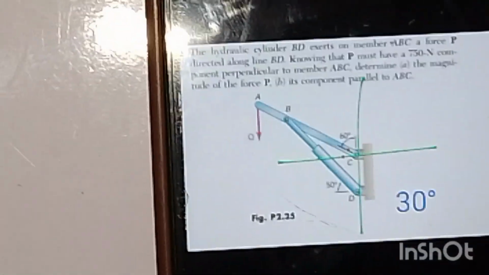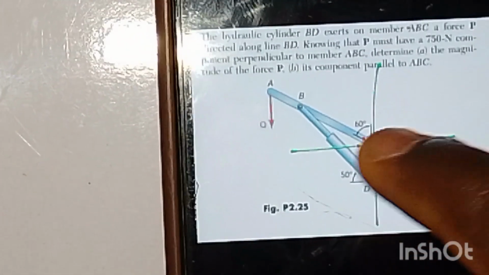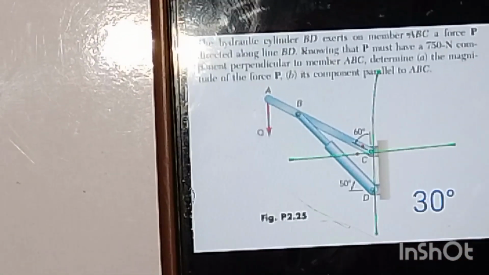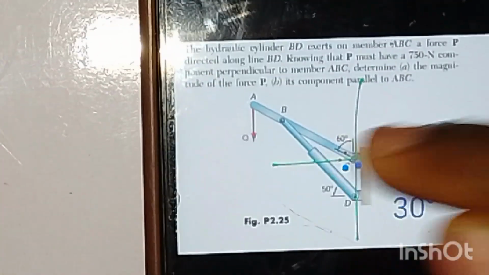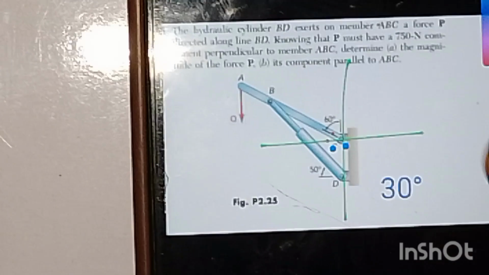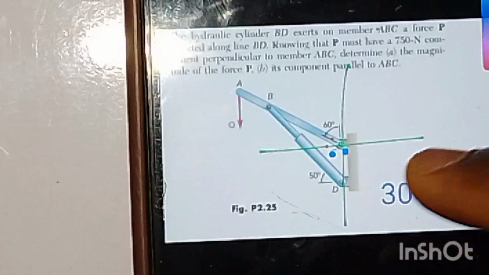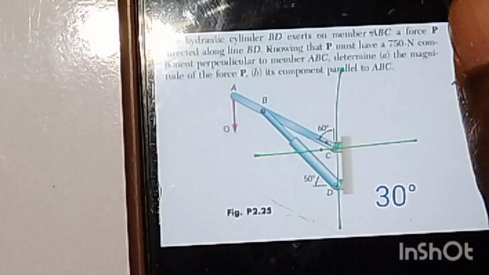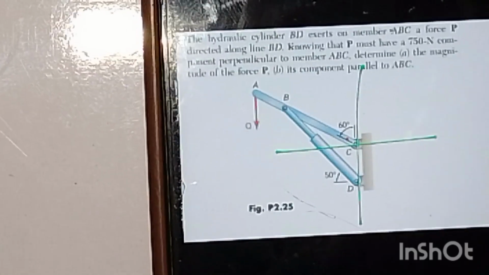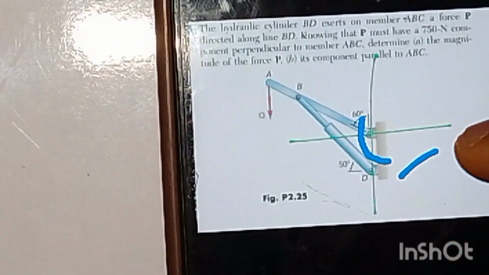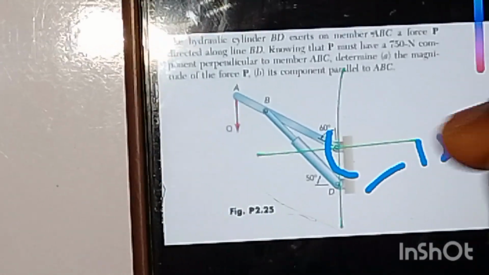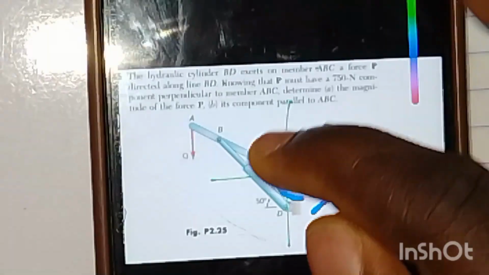From this point to this point, where I put the red dots, is 30 degrees. Then this particular one here where the blue dot is perpendicular, that's 90 degrees. So from here to here will be what? 120 degrees. So that's from here to here.